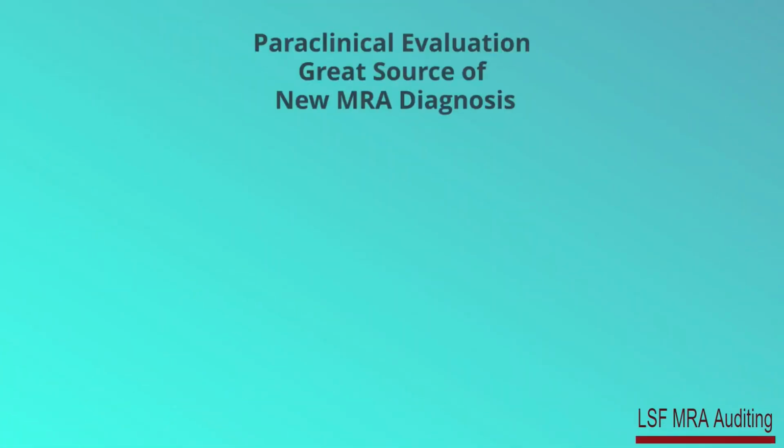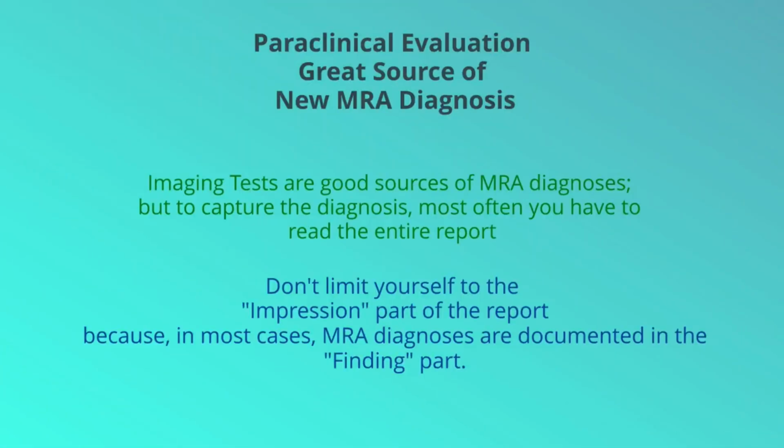We have just seen the importance of the clinical in researching new risk adjustment diagnoses. What about the paraclinical? Paraclinical tests are good sources of risk adjustment diagnoses. But most often, we need to read the entire report to see where the diagnosis is written. That is why it is essential to not limit yourself to the impression part of an imaging test report. In most cases, the MRA diagnoses are documented in the findings part.